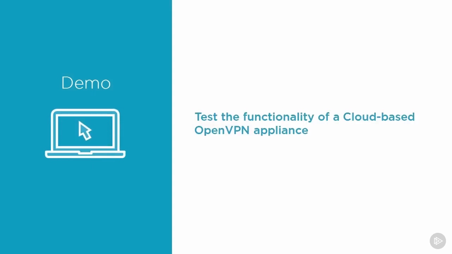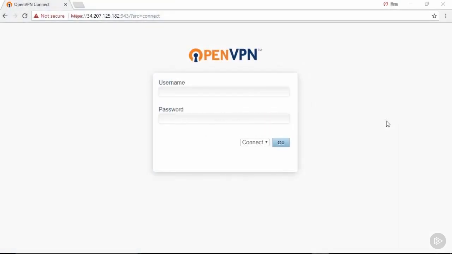In this demonstration, we're going to test the functionality of a cloud-based OpenVPN appliance that was deployed in a previous demo. Here in my web browser on premises, I've connected to the URL for OpenVPN. This is for the virtual machine running in the Amazon Web Services cloud.